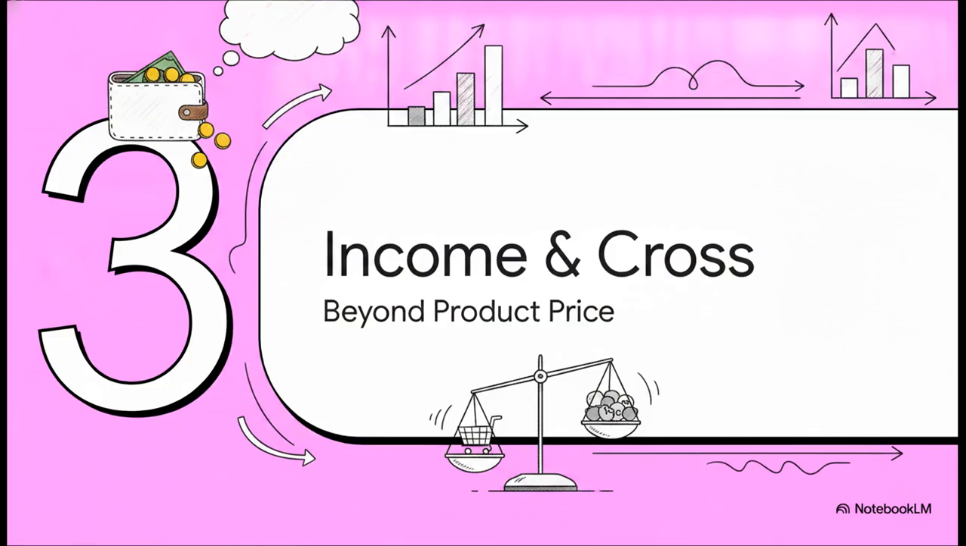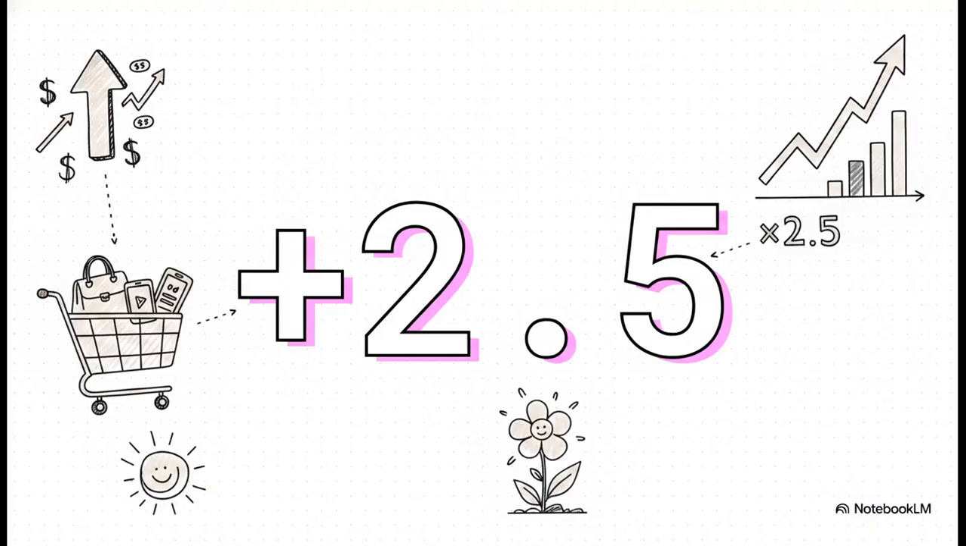Section 3. Income and cross-elasticity. So what happens when we look past the product's own price and start looking at the buyer's wallet and the rest of the market? Let's factor in consumer income. If we calculate income elasticity and get a coefficient like positive 2.5, that tells us the item is a normal good. That means a 10% increase in people's income causes a whopping 25% jump in demand. Notice the positive sign here.